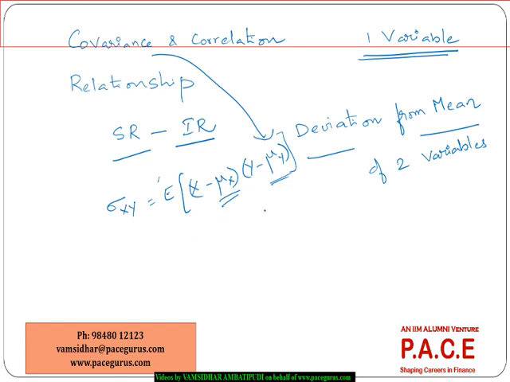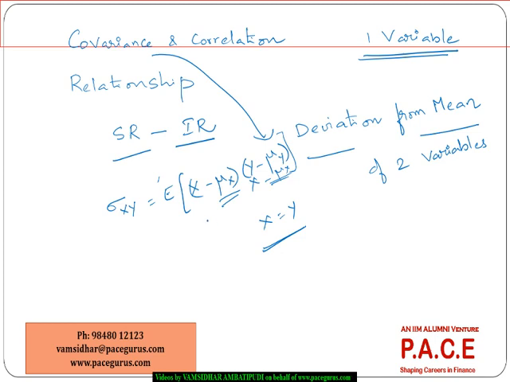So which means if x is the same as y, then we are getting nothing but the variance, because I'll write it as x minus mu of x times x minus mu of x, which is x minus mu of x whole square. So when x and y are the same, covariance is nothing but the variance. So the variance is nothing but the covariance of the variable with itself.